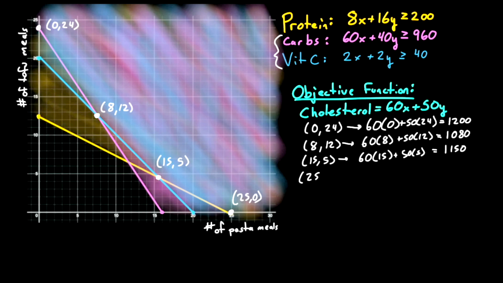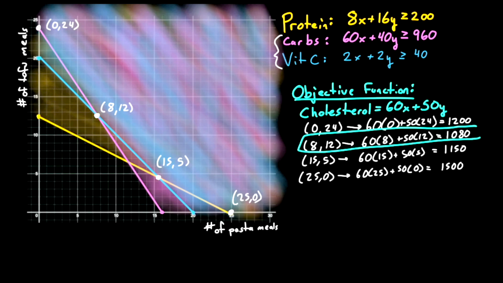And the last one, that 25, 0, would be 60 times 25 plus 50 times 0, which is 1,500, actually the biggest one we've gotten so far. So if we want to minimize the cholesterol, that means we want this 1080, that's the smallest amount that we can get, which means we want 8x and 12y. And we said x was number of pasta meals, y was number of tofu meals. So if he wants to minimize his cholesterol, he should buy 8 pasta meals and 12 tofu meals.